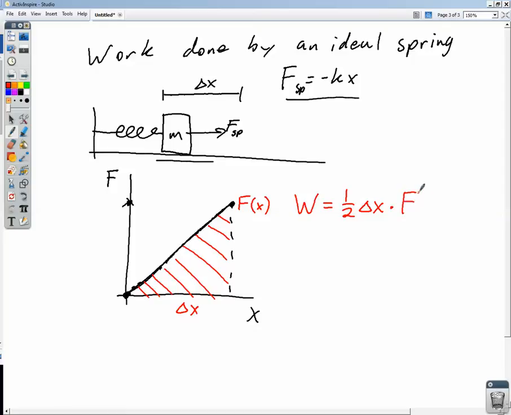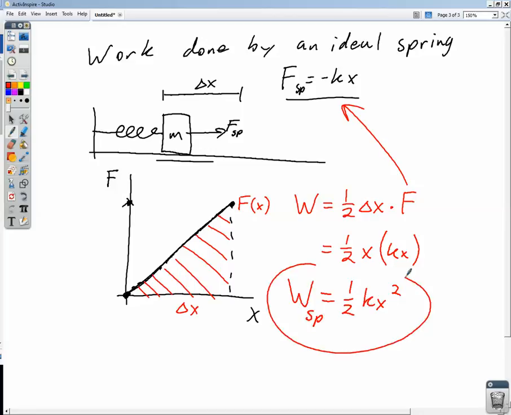But we know from Hooke's law that F is equal to kx. So the work done here is going to be half of, instead of saying delta x, we'll just say x, half of x times that F, which is kx. The force on the spring is positive here, so I'm going to make my kx positive. And so then we get the work done by the spring, 1/2 kx squared.